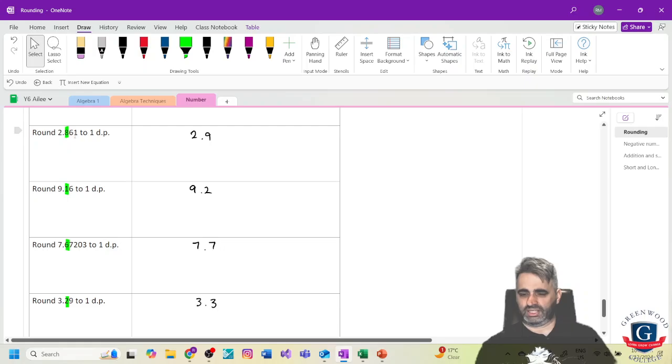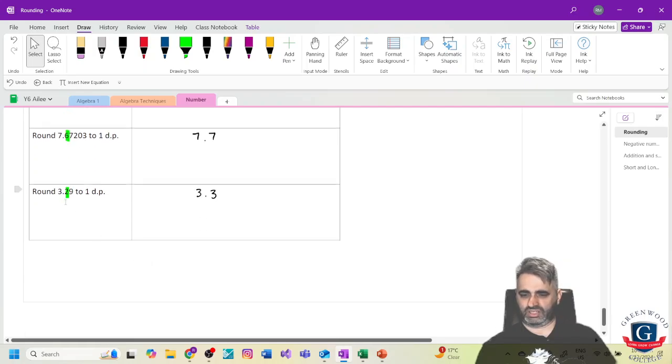2.861, the 6 indicates that we have to increase, make that 2.9, get rid of the rest, done. 9.16, the 6 is bigger, is 5 or higher. Increase the least significant digit to 2, get rid of the rest. 9.67, 7 is 5 or higher. Increase the least significant digit, which we did, get rid of the rest. Last but not least, 9, the least significant digit is 2. The digit after it's a 9, that's 5 or higher. Increase the least significant digit, which we've done, and delete the rest.